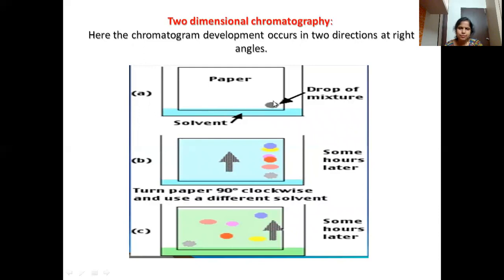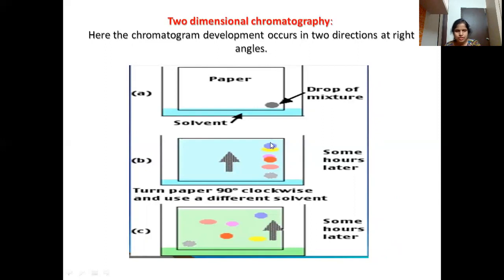Then load the sample there. The sample level should be higher when compared to the solvent level. This is the ascending type, where the solvent will rise up the paper and interact with the sample. Now the separation takes place. After a few minutes, we observe something like this. These are the different components present in the sample.